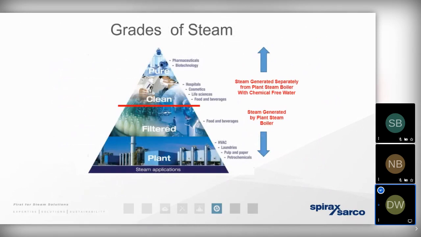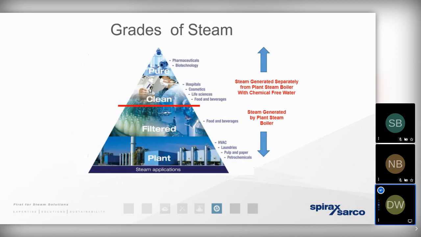So in previous weeks, we've discussed plant steam. What you can see on the screen in front of you at the moment is what we refer to as the steam condition triangle. So plant steam, that is really the steam that is generated in a typical plant steam boiler and distributed out around site to the various steam using processes.